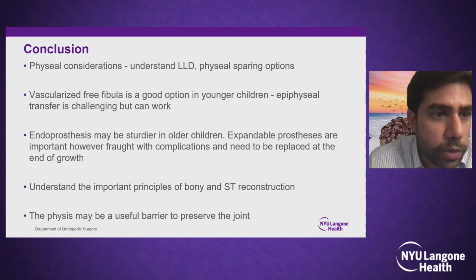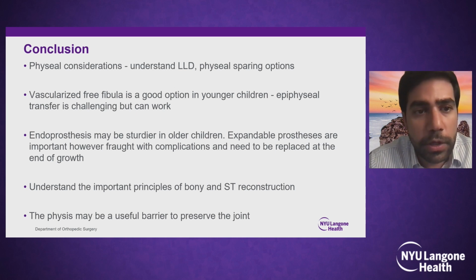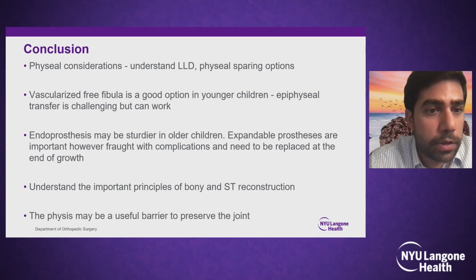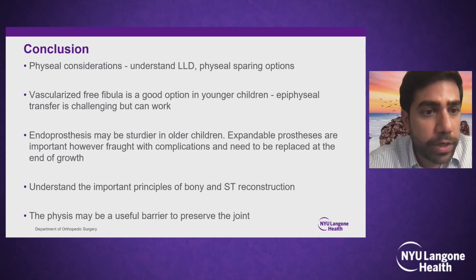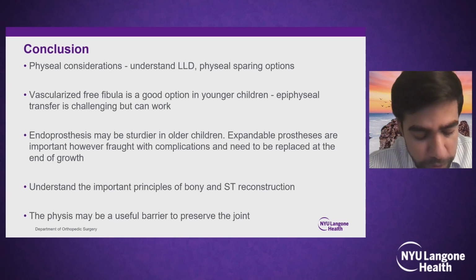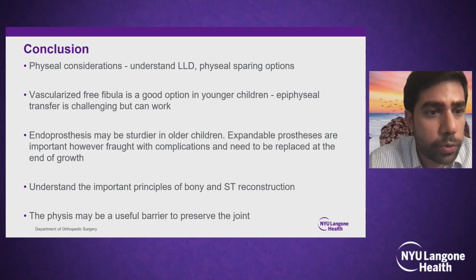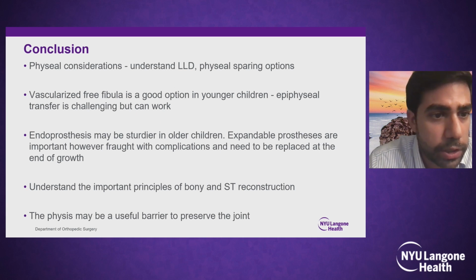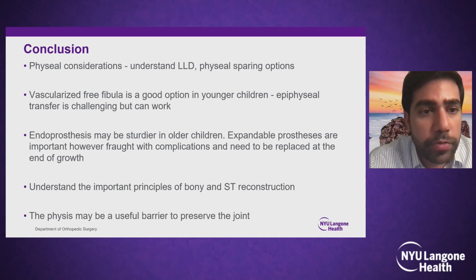So in conclusion, these patients have to understand their limb length discrepancies, and how to spare the physis. There are many options for biologic fixation, in particular the vascularized free fibula, which has become the workhorse in younger children. Epiphyseal transfer is challenging in these patients, but it can work, as shown by the studies in this presentation. The endoprostheses are obviously sturdier in older children. They last a long time and they don't really change.